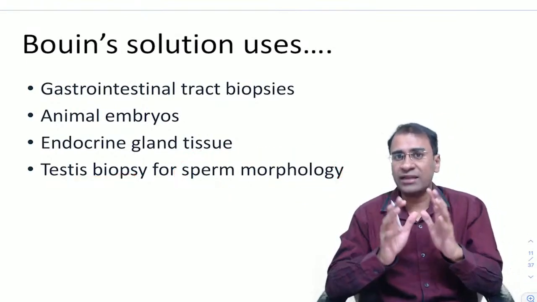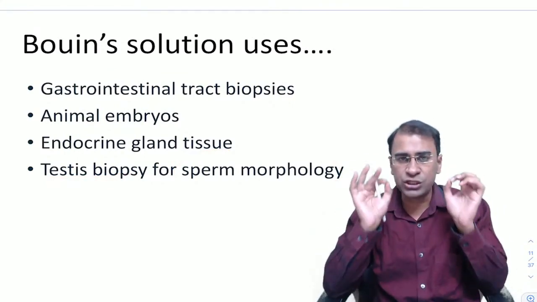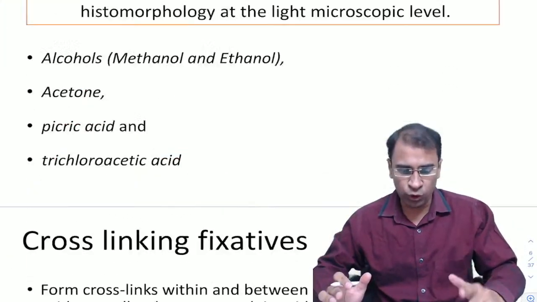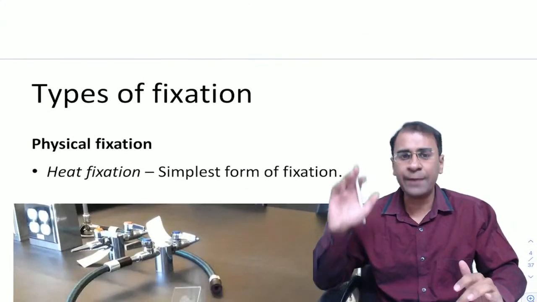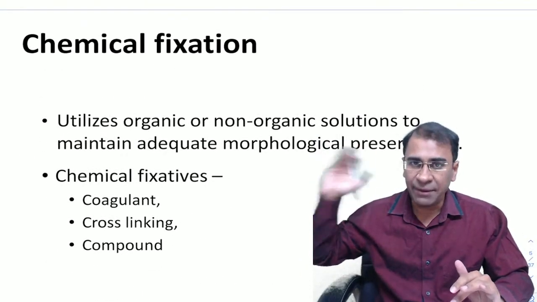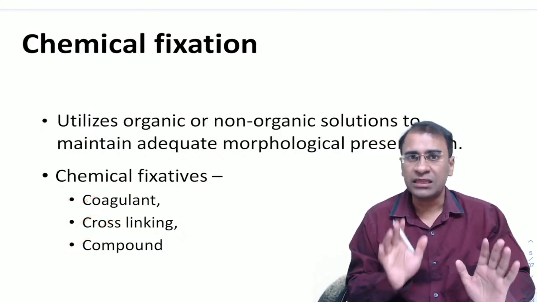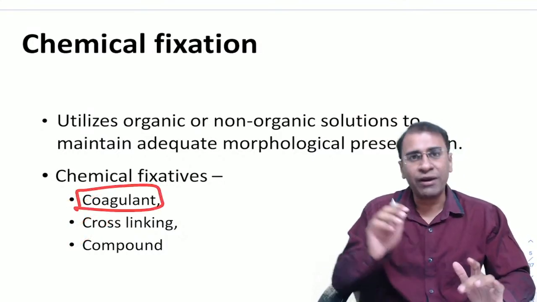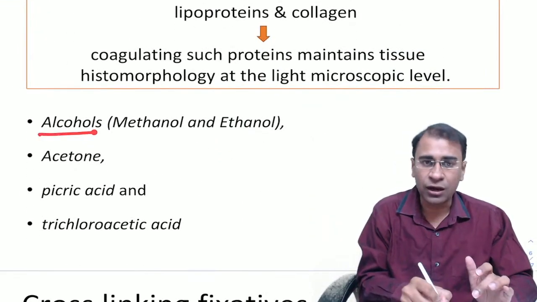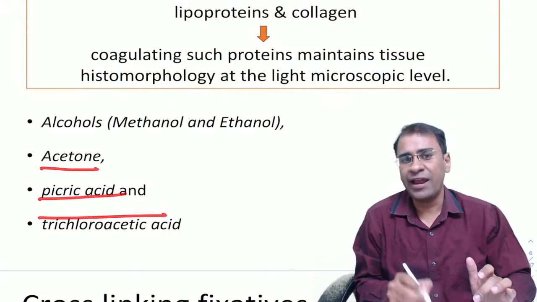So again, look at some major points before I move to my next topic of special stains. Ensure you remember a few basic points. Number one, types of fixation: physical fixation and chemical fixation. Chemical fixation has coagulant, cross-linking, and compound. The moment you think about coagulant, remember the alcohols. Examples are ethanol, methanol, acetone, picric acid, and trichloroacetic acid.